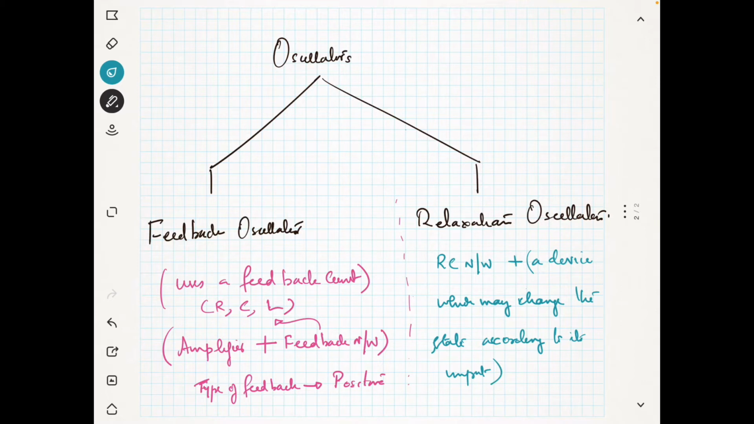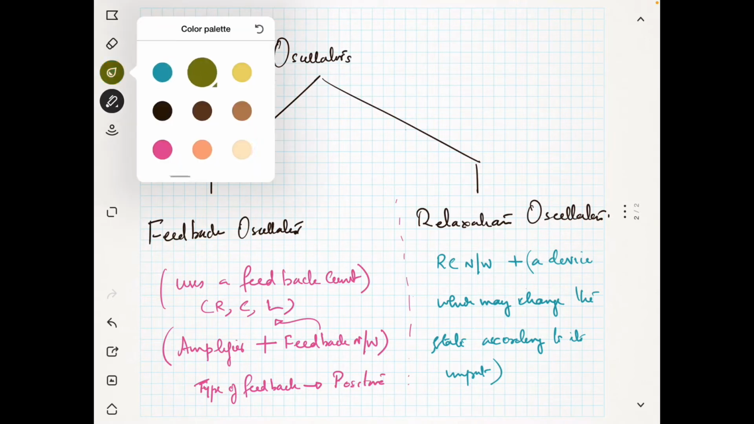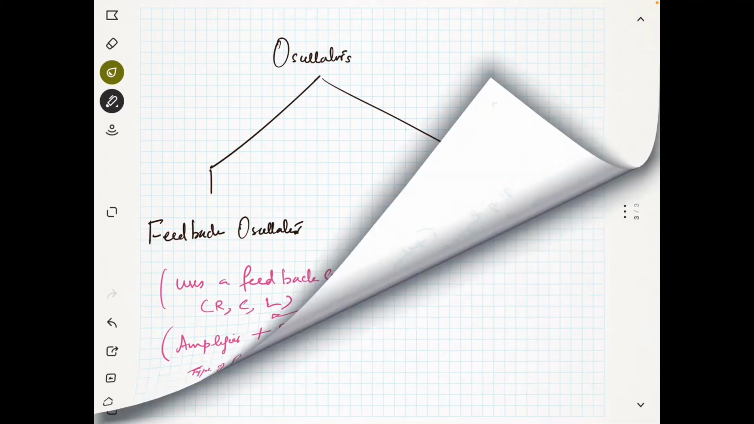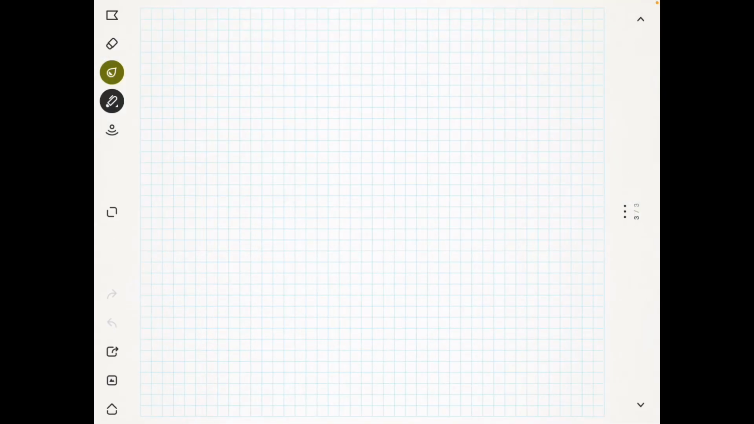And in a feedback oscillator, we will use an amplifier and a feedback network, and the type of feedback that we use is positive feedback. This is very, very important. So these are the classification of the oscillators: feedback oscillator and relaxation oscillator. First of all, we will be discussing some more details about the feedback oscillator, and we will see some types of feedback oscillator. After that only we will see the relaxation oscillator.